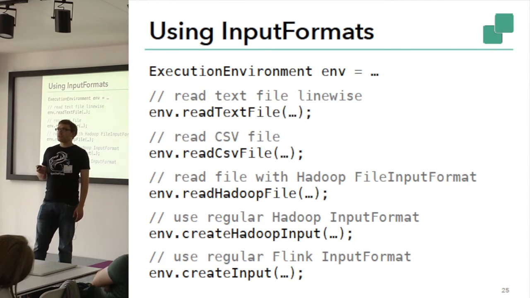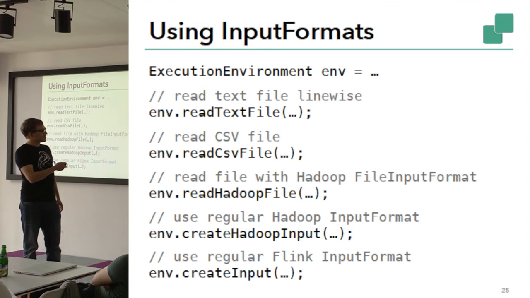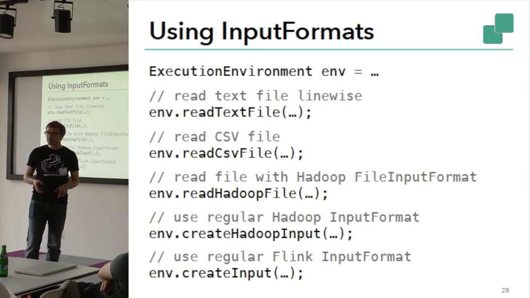How does it look in code? Some of that you have already seen. We've seen this read CSV file command here, which is called on the execution environment. Read text file is very similar. Read Hadoop file basically is a shortcut. We can say read Hadoop file, and then you put your Hadoop file input format into there, and that will then put it automatically into the wrapper.